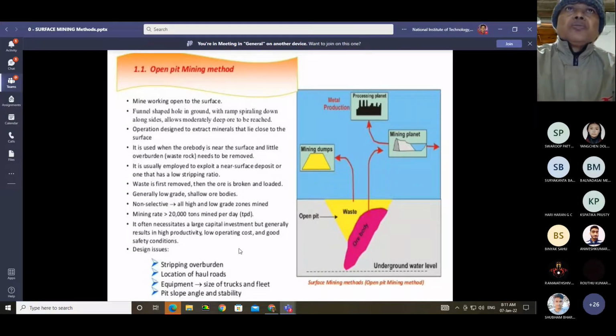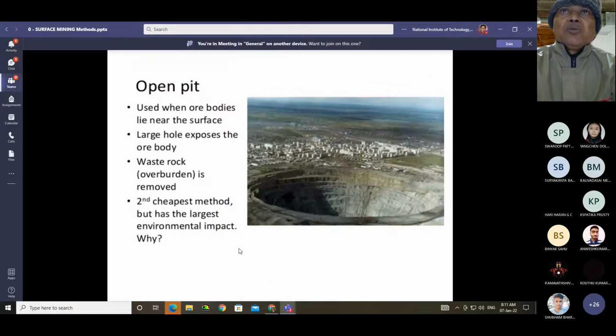So this is the open pit mine, used when ore bodies lie very near to the surface. It is a large hole which exposes the ore body. Waste rock or the overburden is first removed. This is the second cheapest method, but has the largest environmental impact.